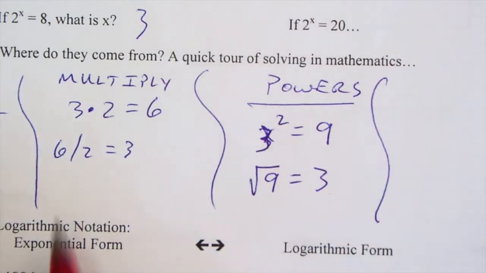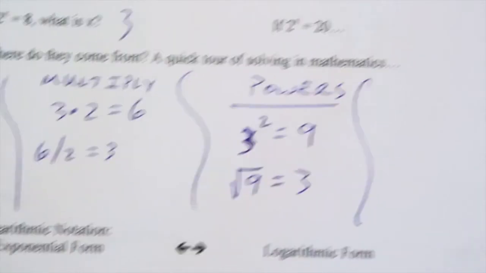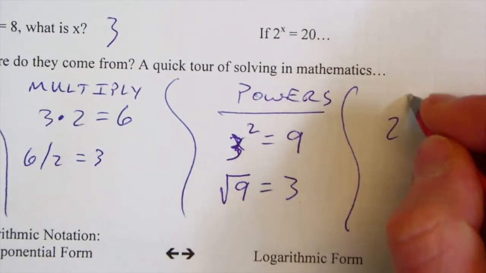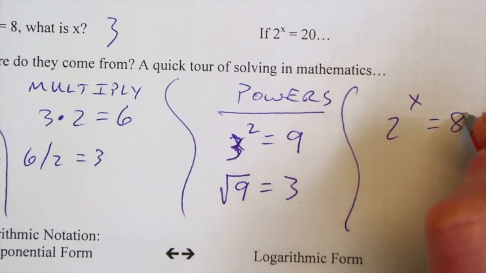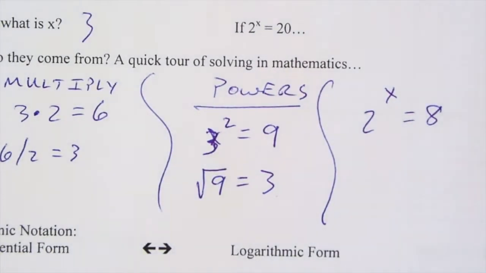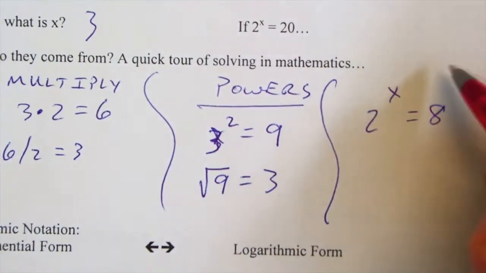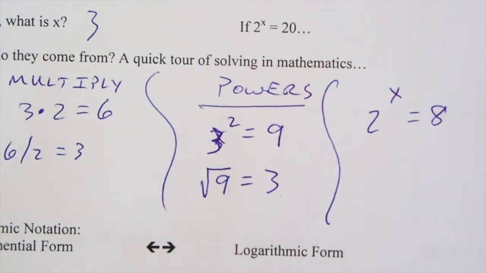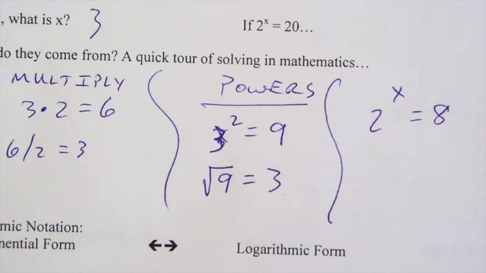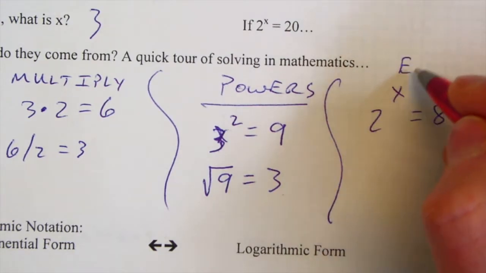All right. Well, let's get back to this top thing now. If I have 2 power x is equal to 8, that's what we call an exponential form. This is an exponential equation because the variable is the exponent. It's up there. What's the opposite of an exponential?